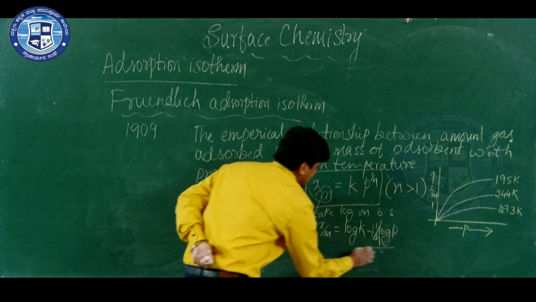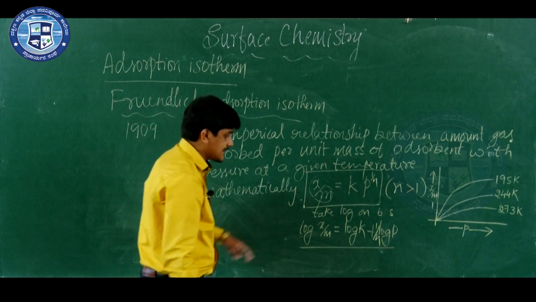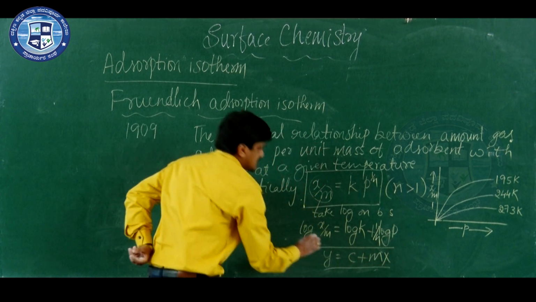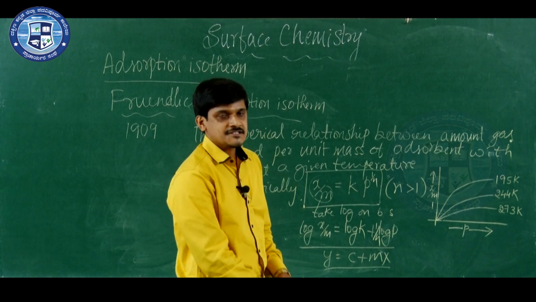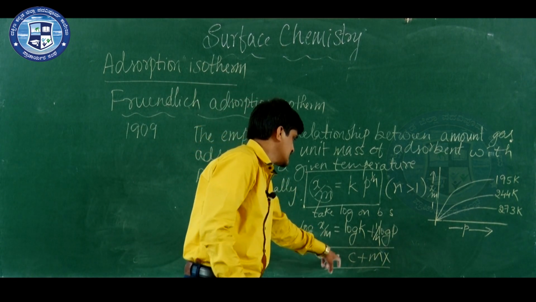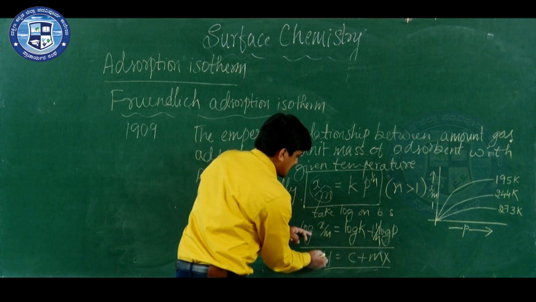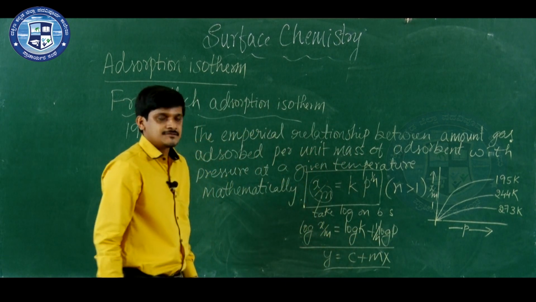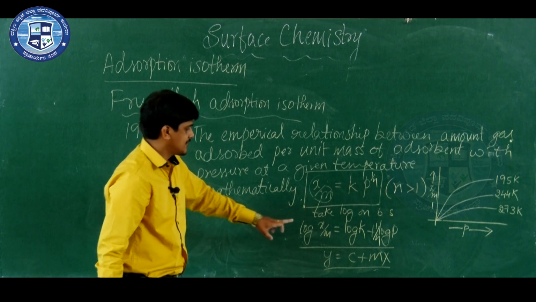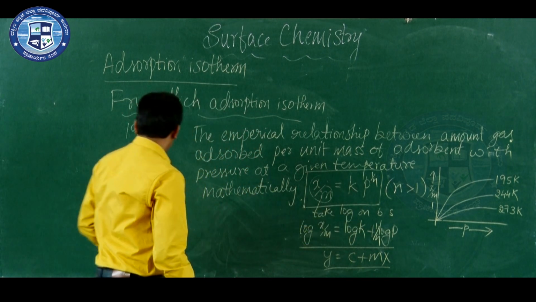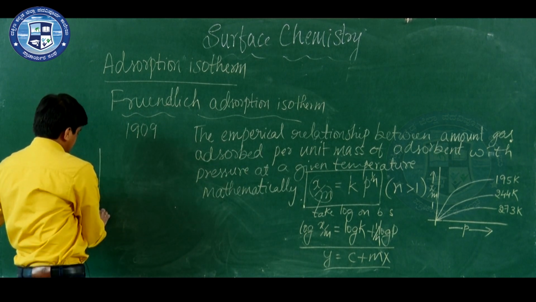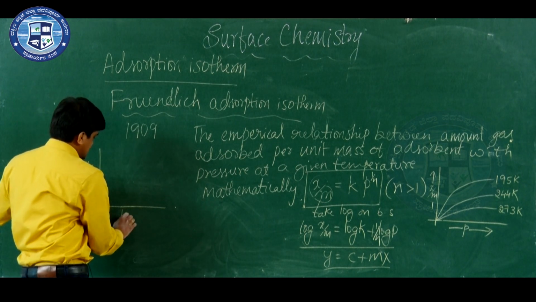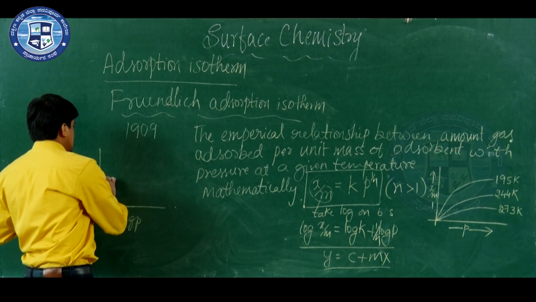See here, this equation resembles y is equal to c plus mx. All of you have learned in mathematics the equation of a straight line. See here, this is similar to the equation of a straight line. This is variable y, this is a constant c, and this is a constant and a variable. So now if you plot a graph between log x by m versus log p, then the graph will look like this.